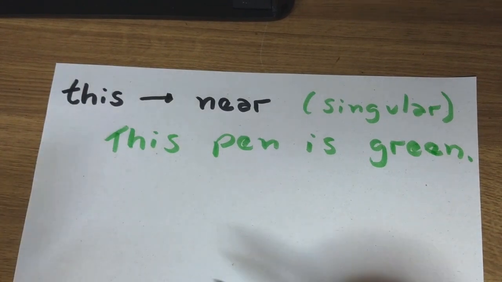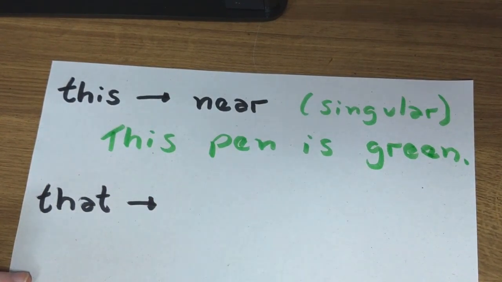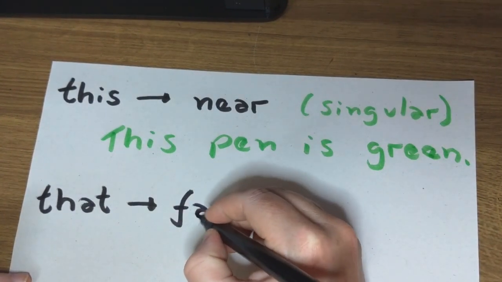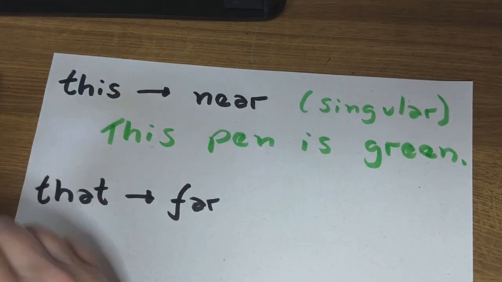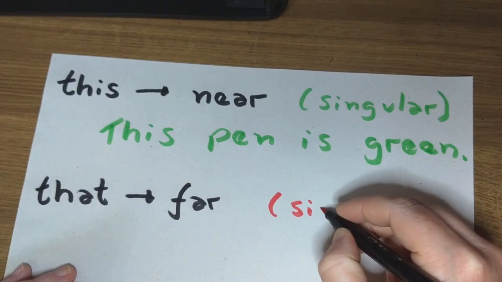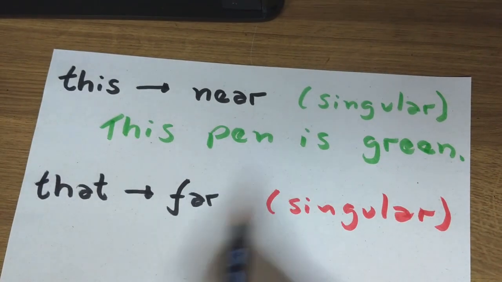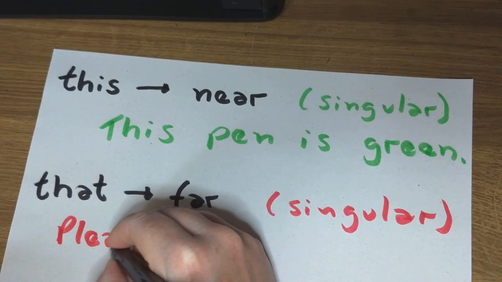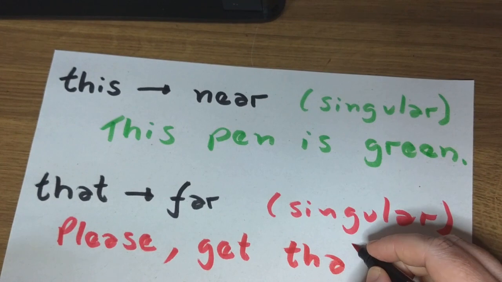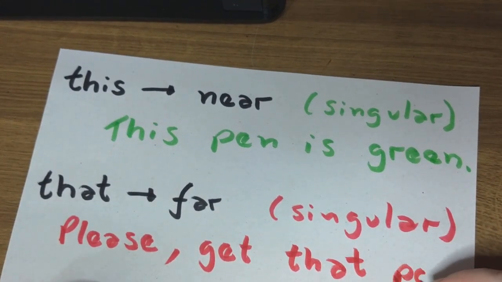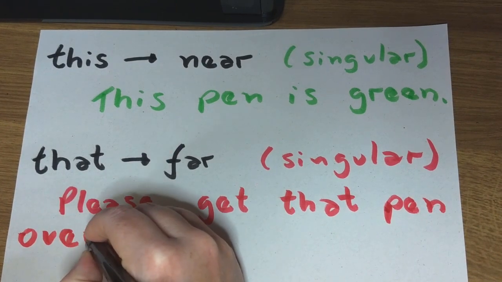Then we're going to talk about that. So that is something that is far. Okay, so something that is more distant. I can say far, and it is also singular. I can ask a person, please get that pen over there.